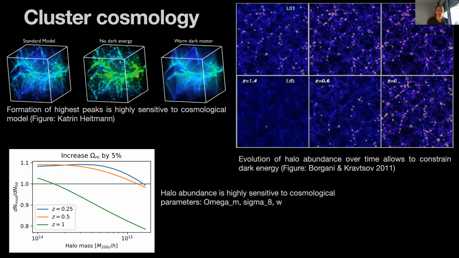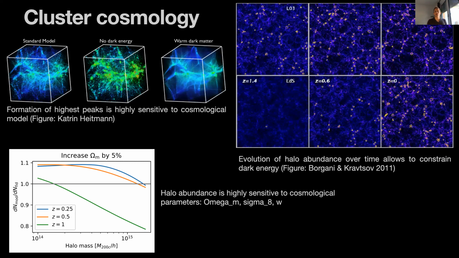So cluster cosmology in a nutshell. I have a couple plots for you. On the top left, you see a simulated volume of the universe simulated for rather extremely different cosmologies. On the left, you see the standard model. The middle one is a model with no dark energy. And then on the right, you have warm dark matter. And you kind of see by eye that structures are quite different.